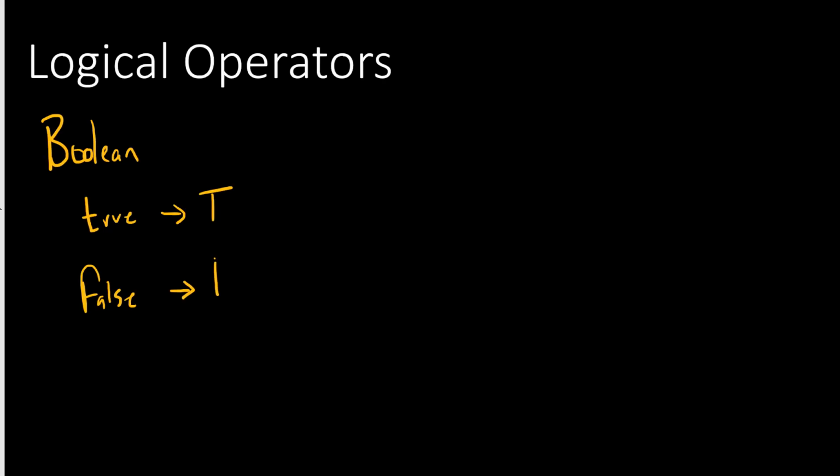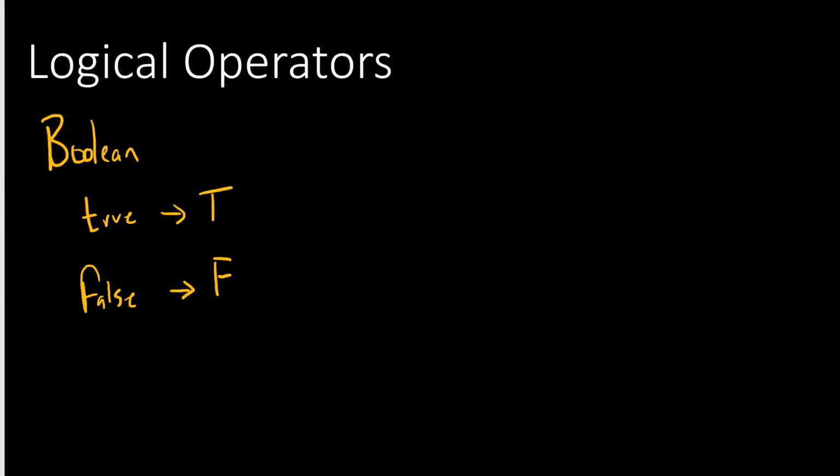Logical operators are special operators which work with Boolean values. And when we have Boolean values, we know that these values can either be true, which I will shorthand as capital T, or false, which I will shorthand as capital F.